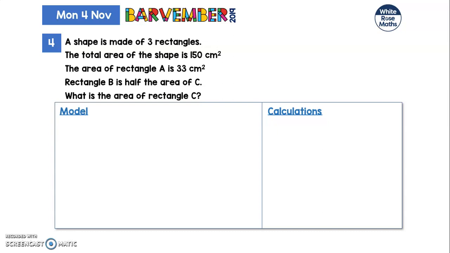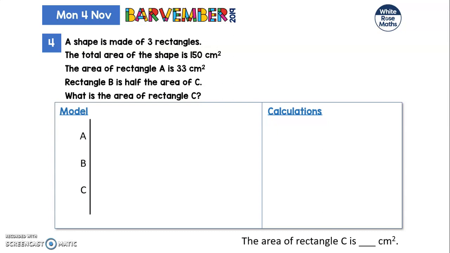Finally, a shape is made of 3 rectangles. The total area of the shape is 150 centimetres squared. The area of rectangle A is 33 centimetres squared. Rectangle B is half the area of C. What is the area of rectangle C? So I think this one's a little more tricky than the previous ones.